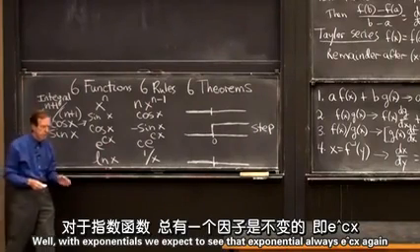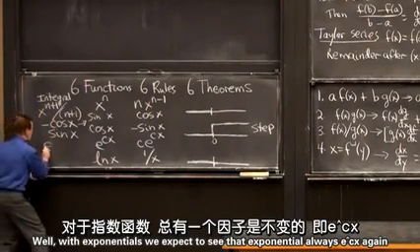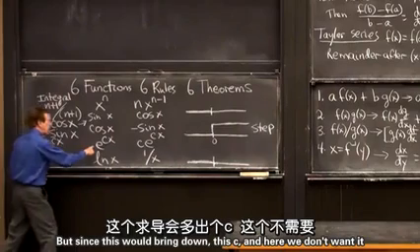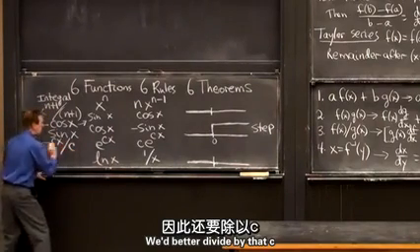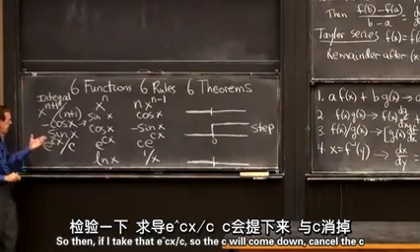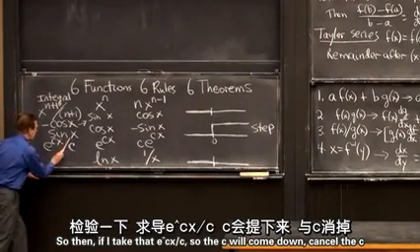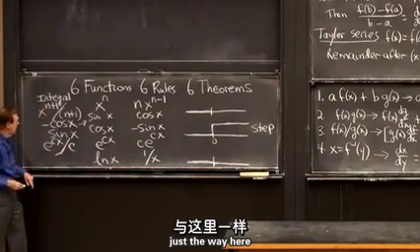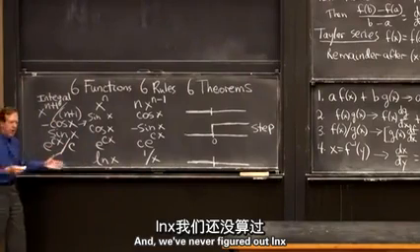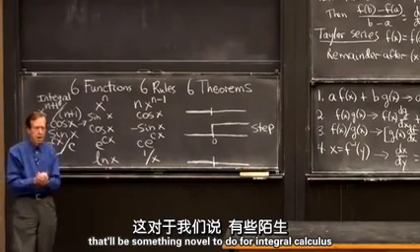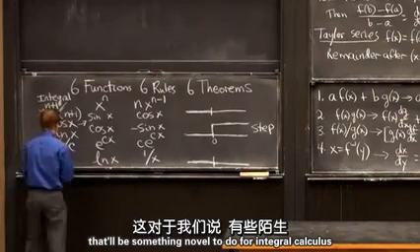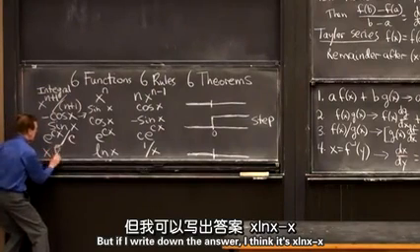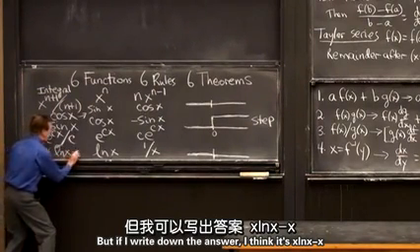Well, with exponentials, we expect to see that exponential always, e to the cx again. But since this would bring down a c, and here we don't want it, we better divide by that c. So that's e to the cx divided by c. So the c will come down and cancel the c, just the way here. And we've never figured out log x. That'll be something novel to do for integral calculus. But if I write down the answer, I think it's x times log x minus x.